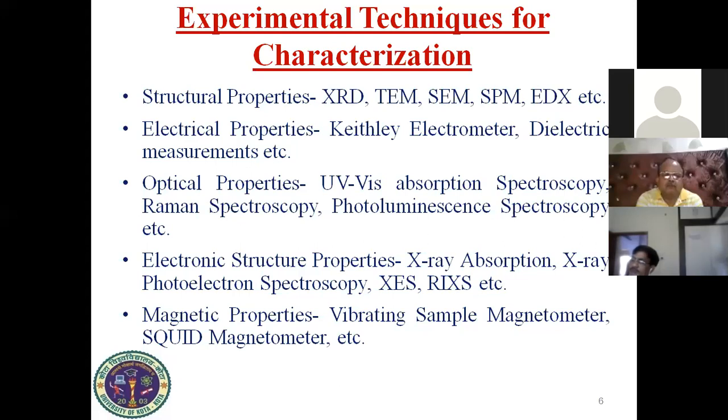For magnetic properties, we use the vibrating sample magnetometer, SQUID magnetometer, etc. Using these techniques, we can study the MH curve of the magnetic sample to study various properties such as paramagnetic, diamagnetic, and ferromagnetic behavior. We can also study the MT curve using these techniques.